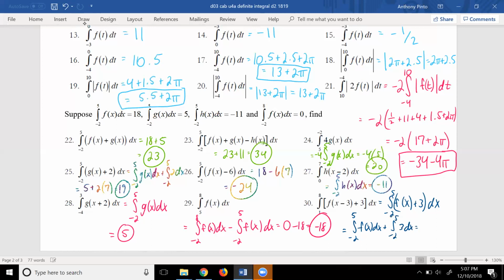And that's equal to, well, -2 to 5 of f of x is equal to 18. And I get 18. And from -2 to 5 of 3, that's just 7 times 3, or plus 21. And my final answer is 39. Poof. Okay, so that is everything.